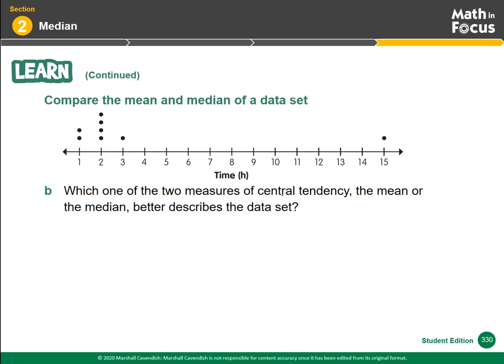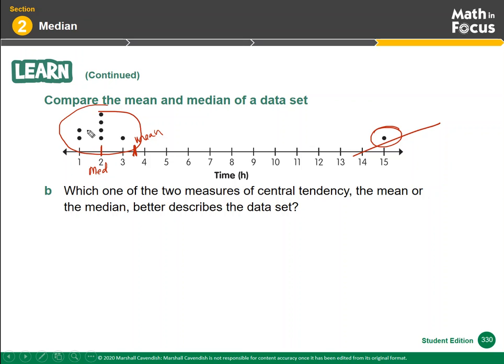Okay, which one of the 2 measures of central tendency, the mean or the median, describes this data better? Okay, so remember the mean was right here. The median was right here, right? Here's our median, here's our mean. Okay, which one describes the data set better? Well, as we pointed out, this is an outlier way out here. We would kind of exclude that from our data. And so that leaves us really with this part over here.